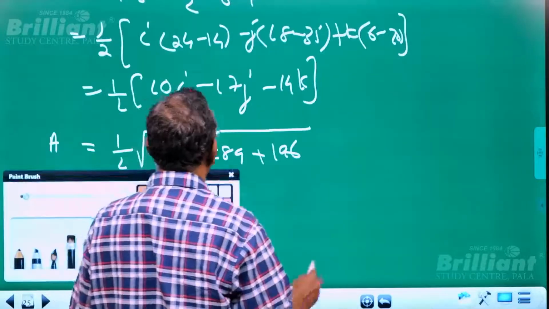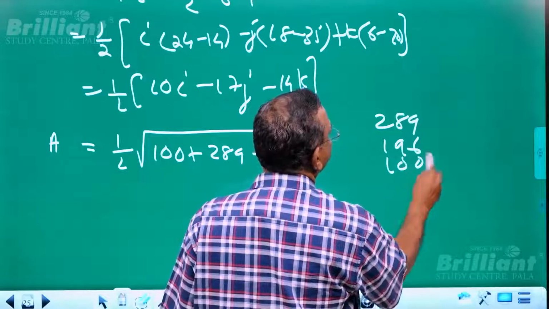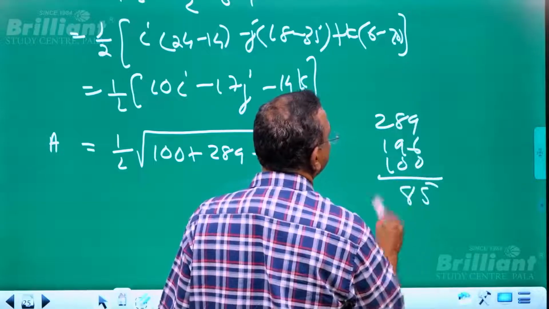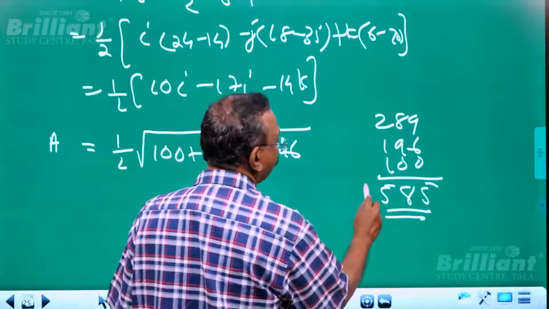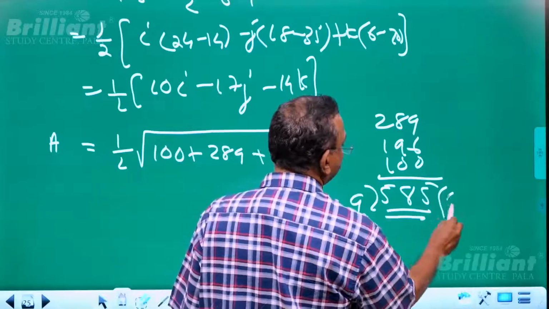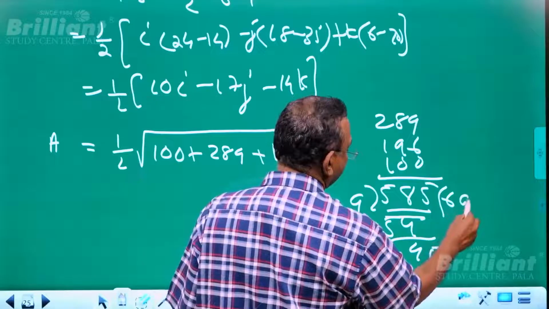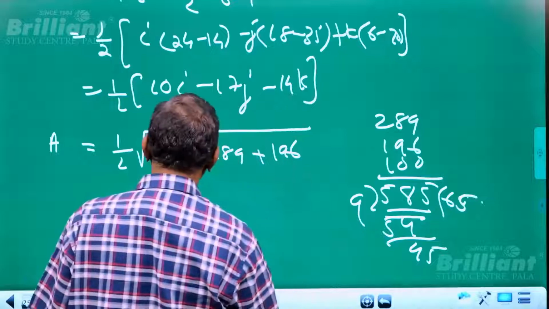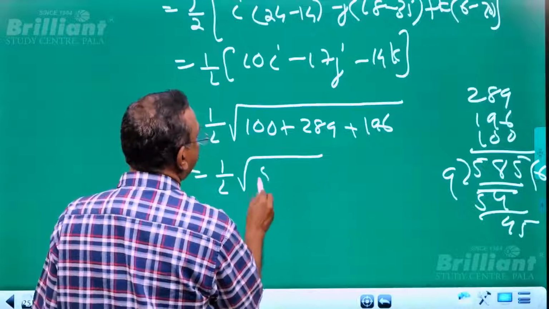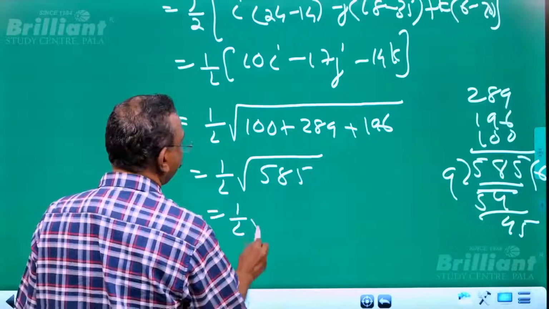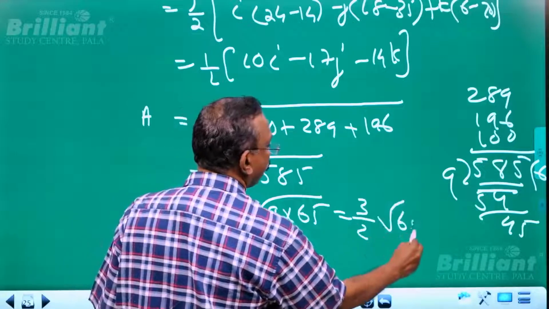So we can conclude this as 289, 196 and 100, which sums to 585. We are able to divide that by 9, so it is equal to 65. So this will be written in the form 1/2 times the square root of 585. That's equal to 1/2 times the square root of 9 times 65. That is 3/2 root 65, which is the answer.